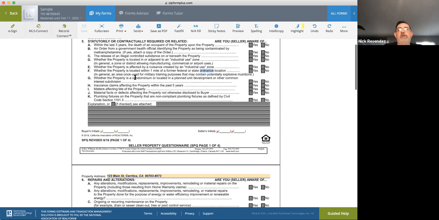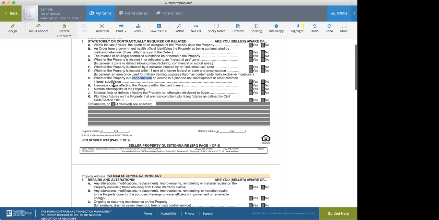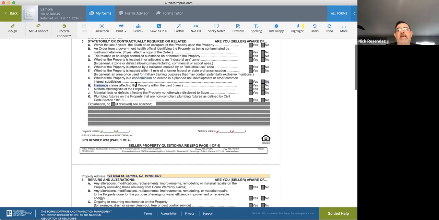Next is disclosing whether the property is a condo or a planned unit development. After that, are there any insurance claims against the property in the past 5 years? Insurability of a property is a contingency of the agreement. So we need to know this information. Matters affecting title to the property. Are you aware of any matters affecting title? Next would be any material facts or defects not otherwise disclosed.